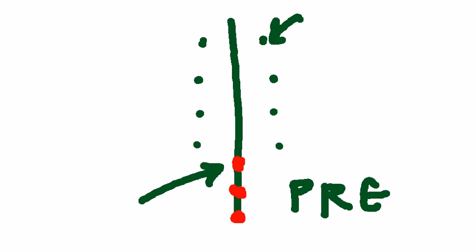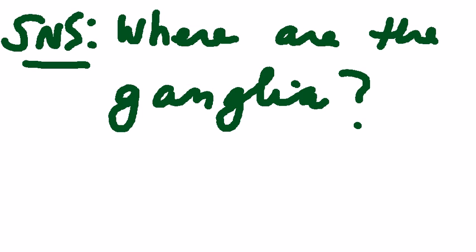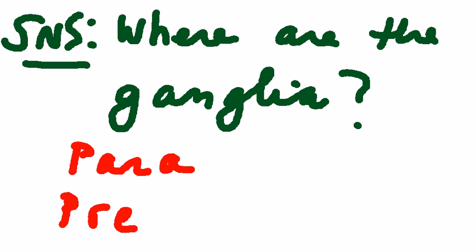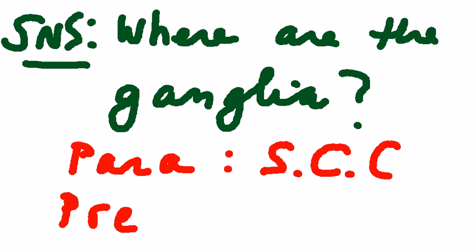So if I now asked you to tell me where are the ganglia of the sympathetic nervous system, you should be able to say very quickly, well, there's two options. Number one is in one of the paravertebral ganglia, and number two is the prevertebral or pre-aortic ganglia. And a synonym for paravertebral ganglia is sympathetic chain ganglia, and a synonym for prevertebral ganglia is pre-aortic ganglia.